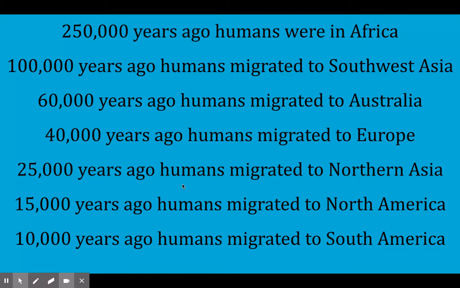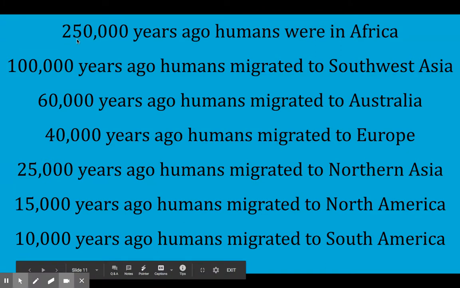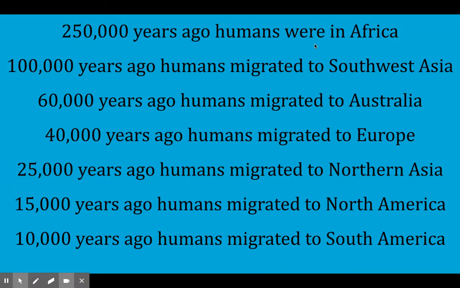So here's all our events. 250,000 years ago, humans were in Africa. 100,000 years ago, humans migrated to Southwest Asia. 60,000 years ago, humans migrated to Australia. 40,000 years ago, humans migrated to Europe.